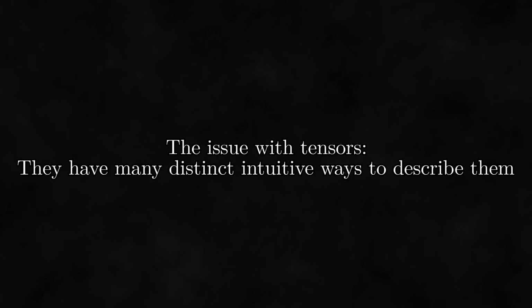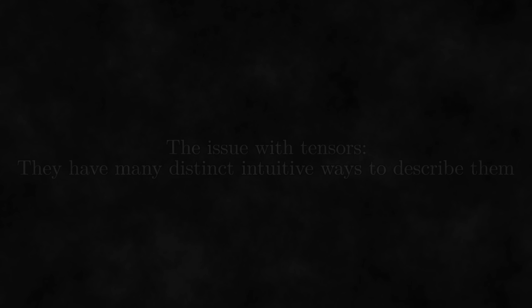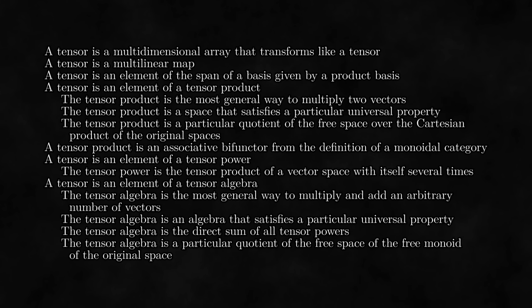So, what does all of this have to do with tensors? The issue with tensors is that they are possibly the mathematical concept that have the most distinct intuitive ways to describe them. Over the years, I have compiled this list of different ways to think about tensors. While I primarily see it as a funny thing to use whenever somebody asks what a tensor is, it does make a good point. There are way too many different ways to intuitively think of tensors.